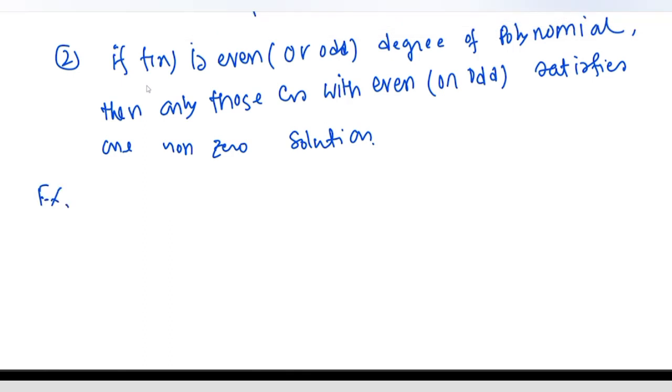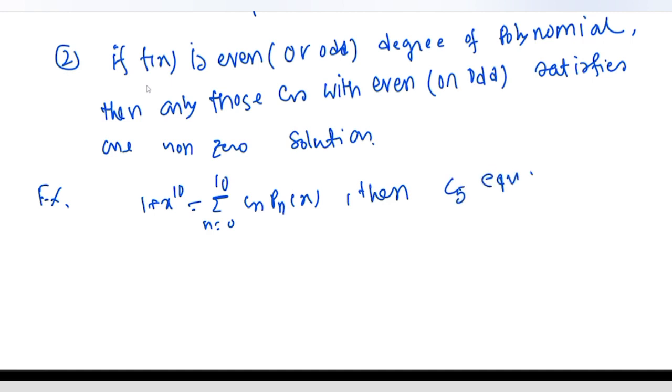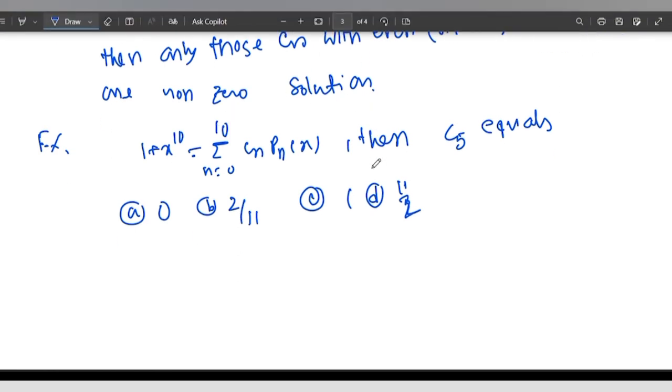Example of the two. First of all, it is given that 1 plus x to the power 10 equal to summation n equal to 0 to 10 c n p of n x, then c5 equals (11/2). First of all, we know that if f of x is an even degree polynomial, then only those c r with even r satisfy the non-zero solution.